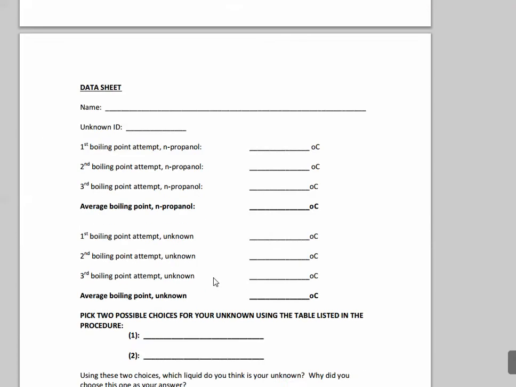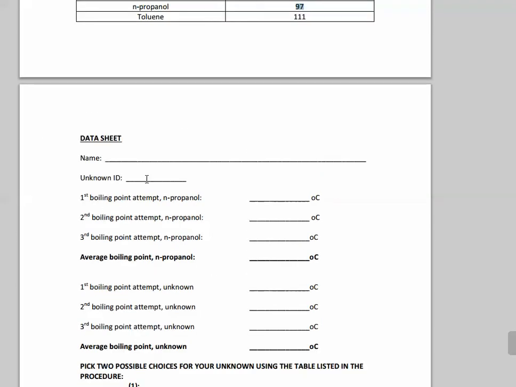The data sheet is very straightforward. Name and unknown ID number up at the top. If we don't know what your unknown ID number is, we don't know what you've got, so we can't grade your lab. Your first, second, and third boiling point attempt for N-propanol should be close to 97. And then you're going to average those together. Hopefully you'll get a number that's really close.